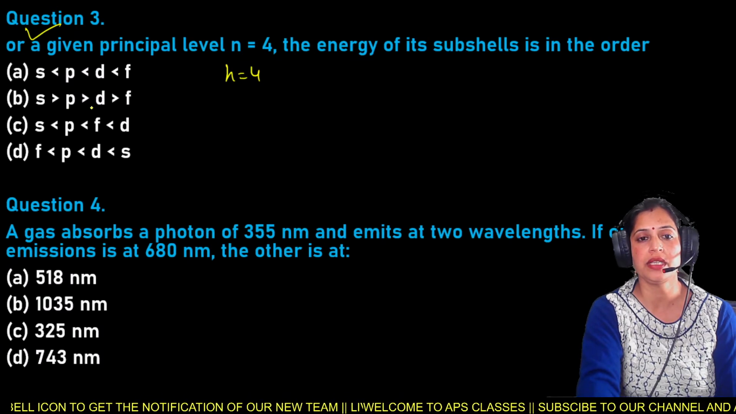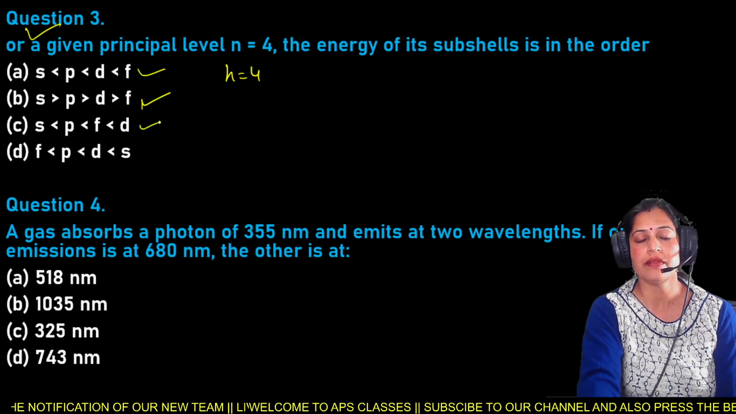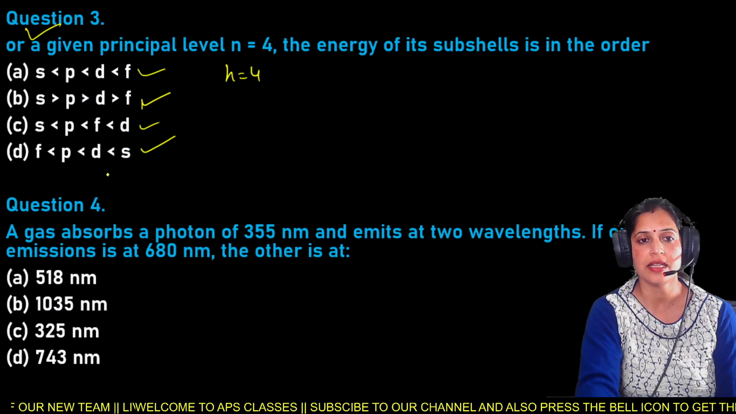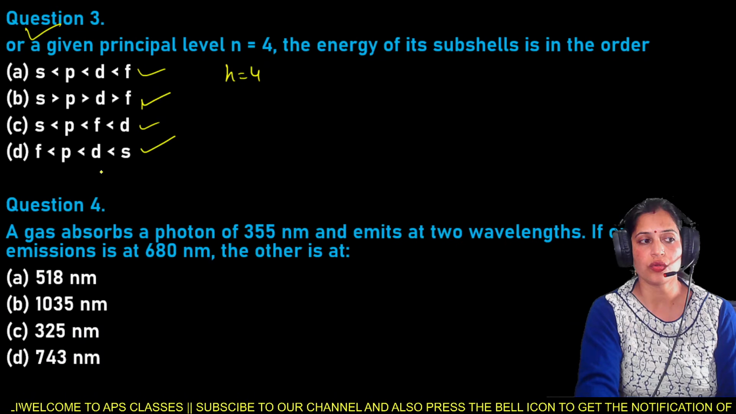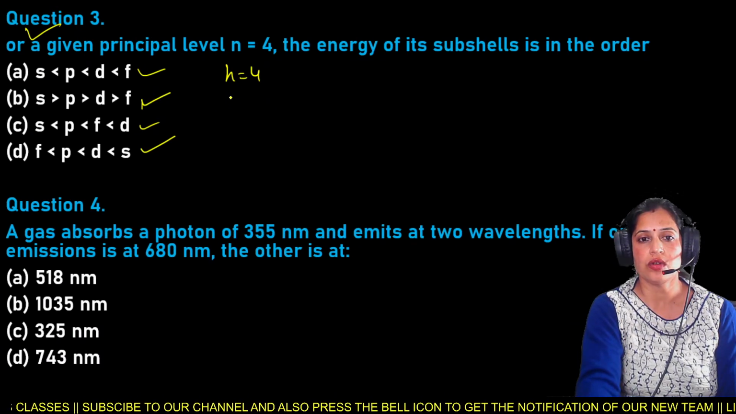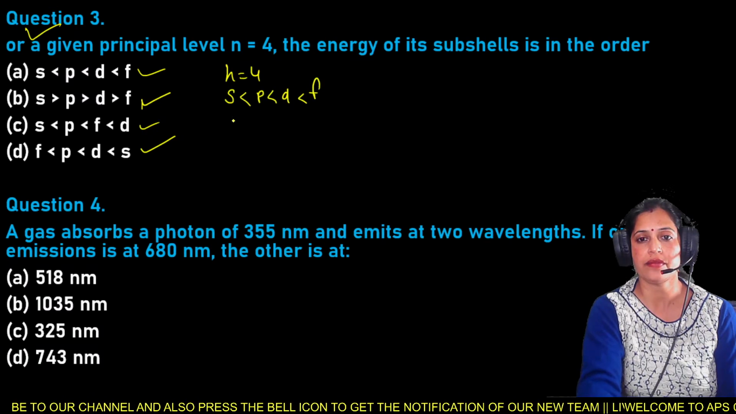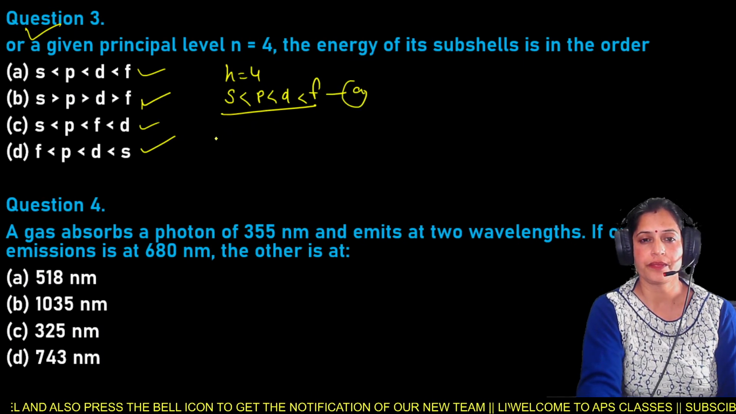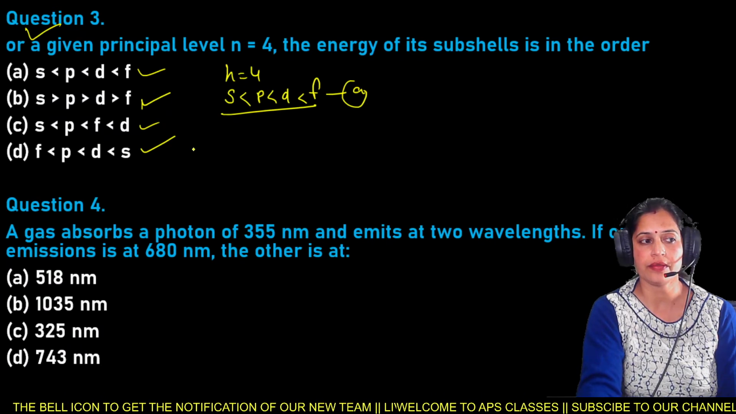S greater than P greater than D greater than F. S less than P less than F less than D. And the last one is F less than P less than D less than S. So for a given principal level, that is n is equal to 4, the order is S less than P less than D less than F.